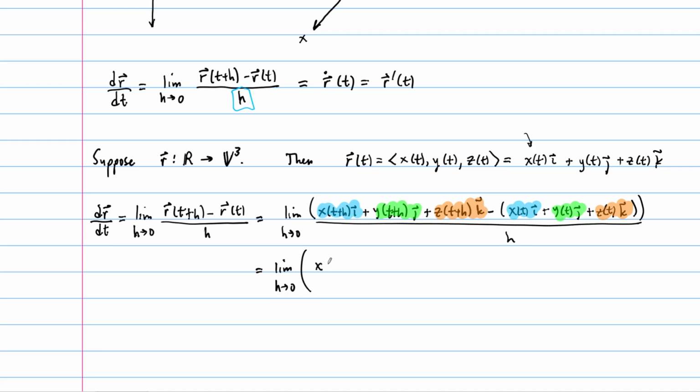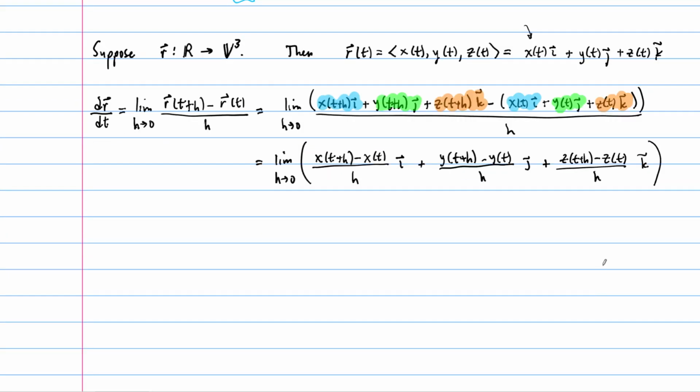So this one's going to be x of t plus h minus x of t all over h, and that's all times i, right? Plus, then we're going to have y of t plus h minus y of t all over h times j, plus this is now going to be z of t plus h minus z of t, all over h times k.